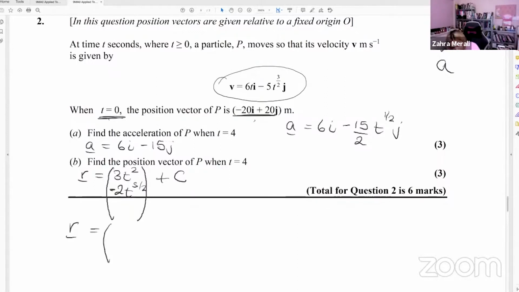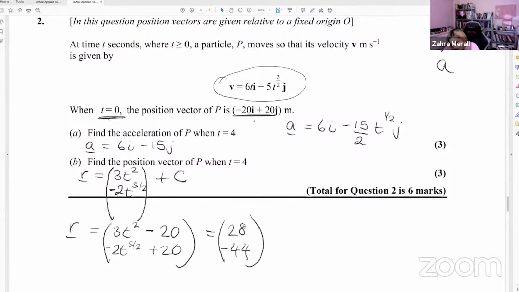So we've got 3t squared minus 2t, 5 over 2 minus 20 and plus 20. It's because we can plug our c in. Now we know when t equals 4, we substitute our values in. So 4 squared times 3 minus 20 gives me 28, and the other one gives me minus 44. If you wanted to write it in the other form, although it wouldn't matter if you left it as a column, you've got your position vector, so you've got your s when t equals 4.